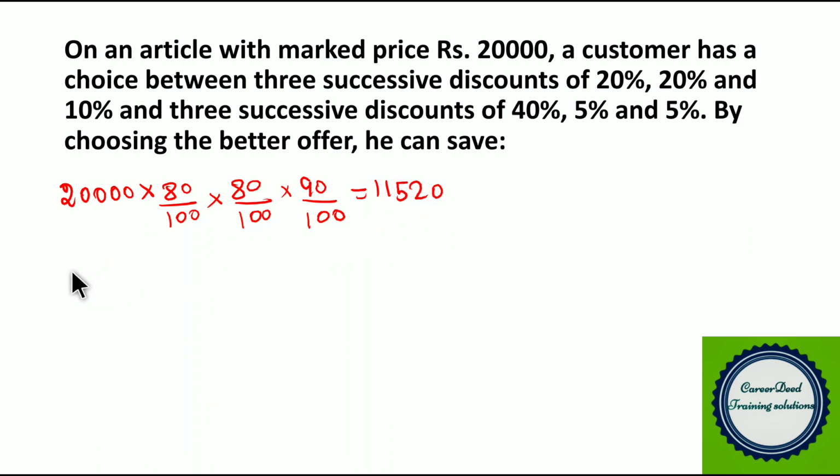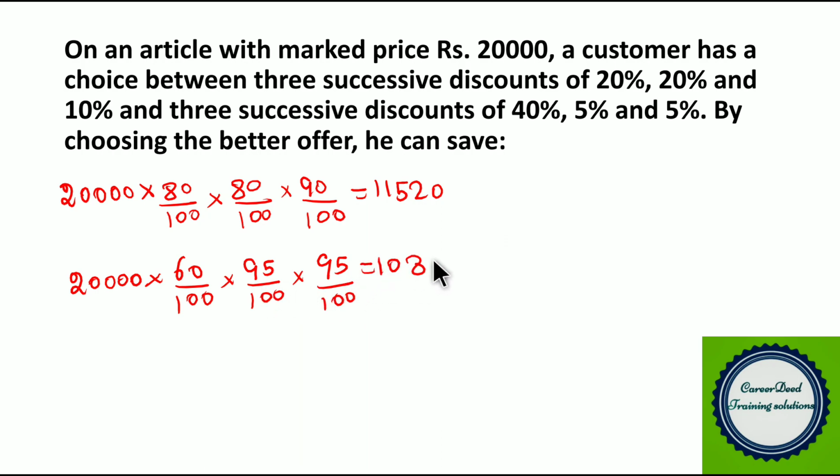Now for the same 20,000 rupees market price, if he gets 3 successive discounts of 40%, 5% and 5%. First, if he gets a 40% discount, he has to pay only 60% of the market price. Again he gets 5% from this, so he has to pay only 95% of it. Again he gets 5%, so again he has to pay 95% of it. So when we solve it, we get 10,830 rupees.